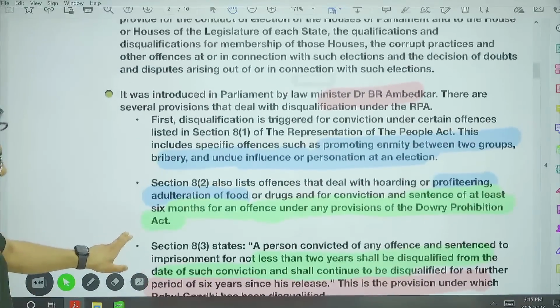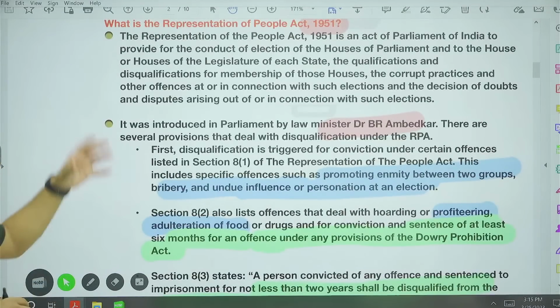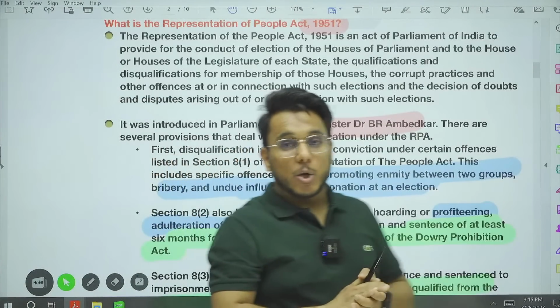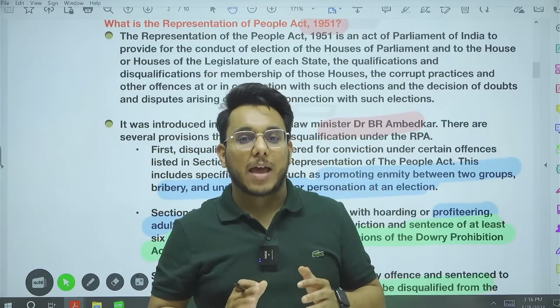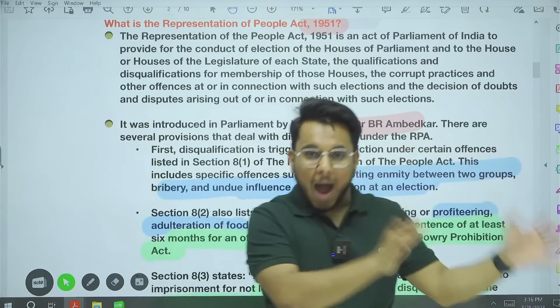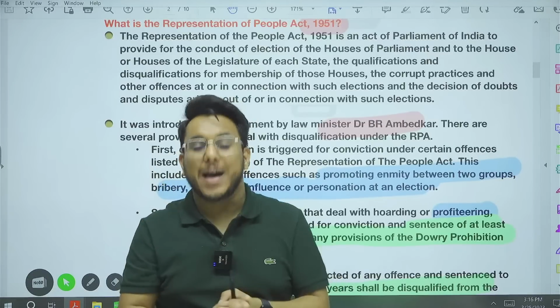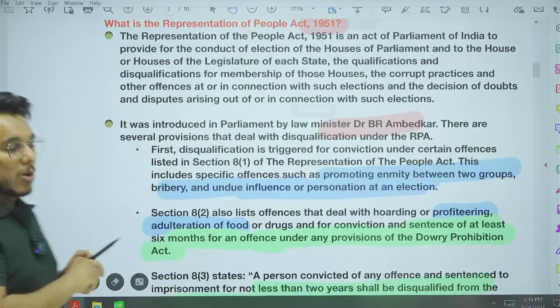So basically, there are different sections that we have. Now, when we talk about the Representation of People Act, it was introduced by Dr. B.R. Ambedkar to ensure that only people of the highest ethicality and morality are the ones entering the parliament. So this provision, this law, was brought.